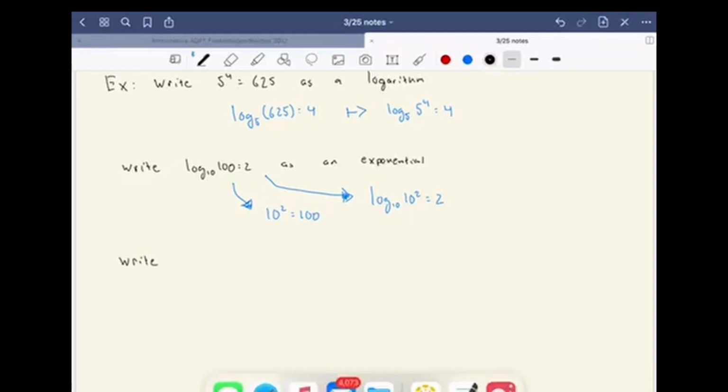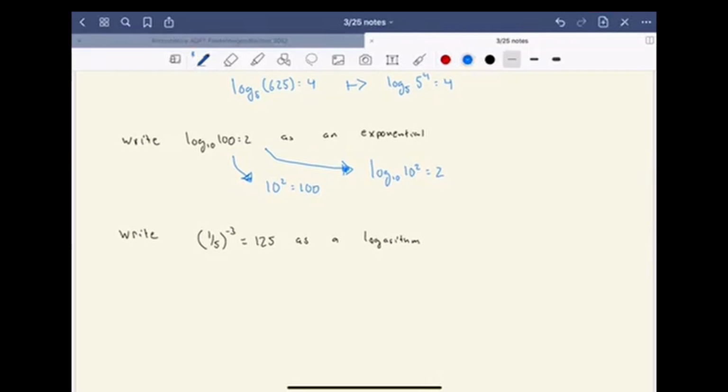Let's write 1/5 to the negative 3 equals 125 as a logarithm. Okay, it's easy to get a little confused here. Log base 1/5, and then what comes into the logarithm is 125, and what comes out is negative 3.